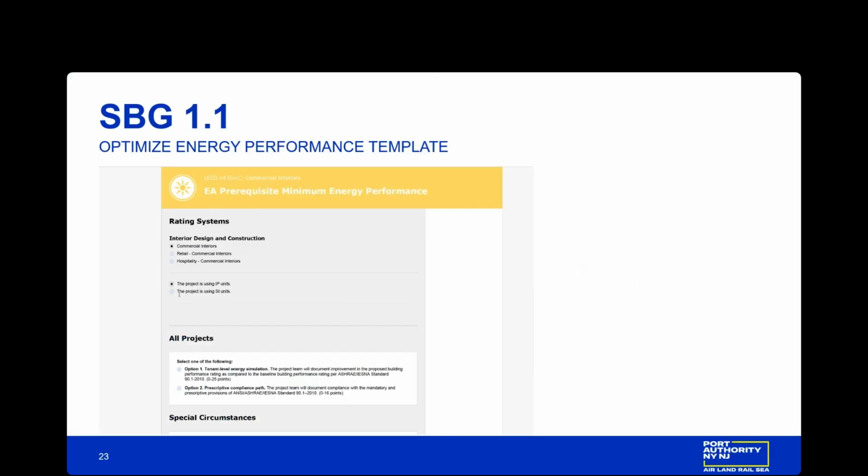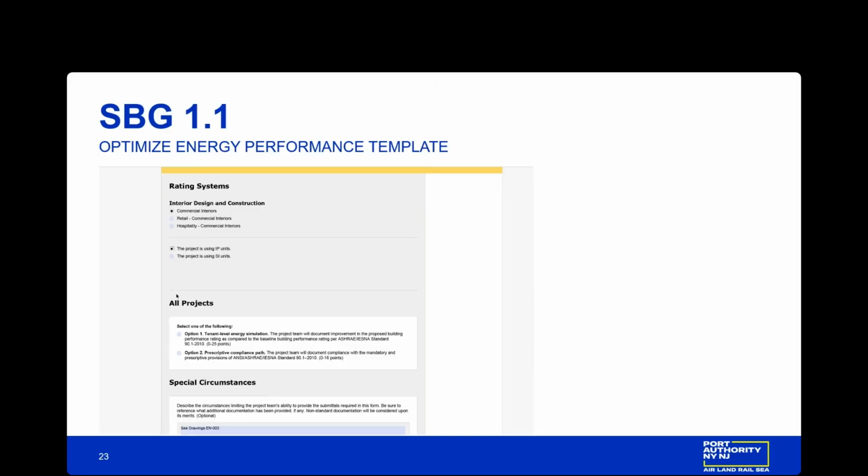And then, see, there are two options. First option is the energy simulation, which is essentially an energy model. If you were to actually have an energy model made for this project, you would select that option, and that would basically give you the opportunity to transcribe the results of your energy model onto this template.